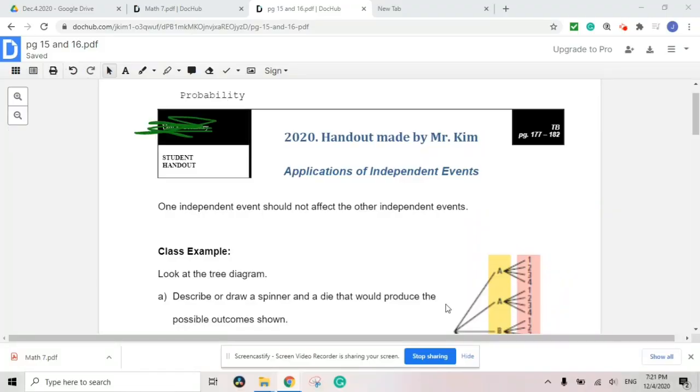Welcome back, Math 7. Today we are almost finishing up our Unit 9 or Chapter 9, Probability.